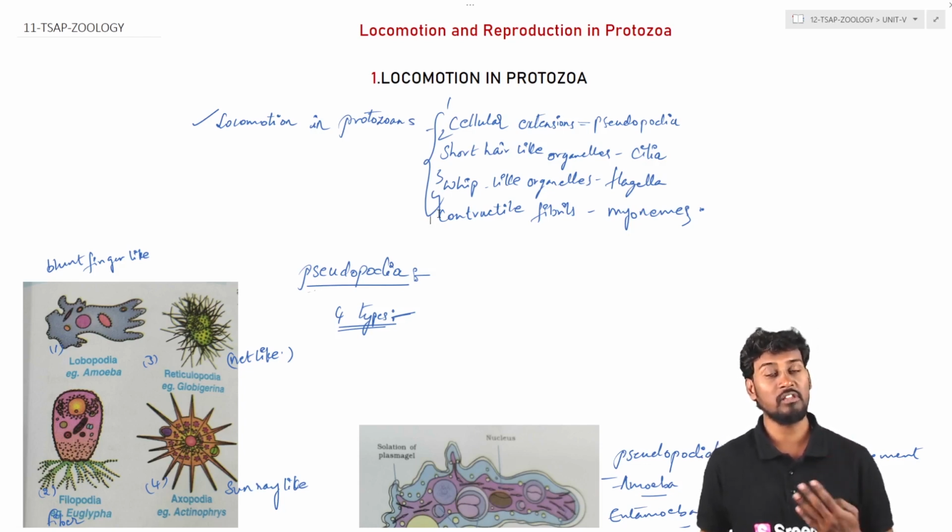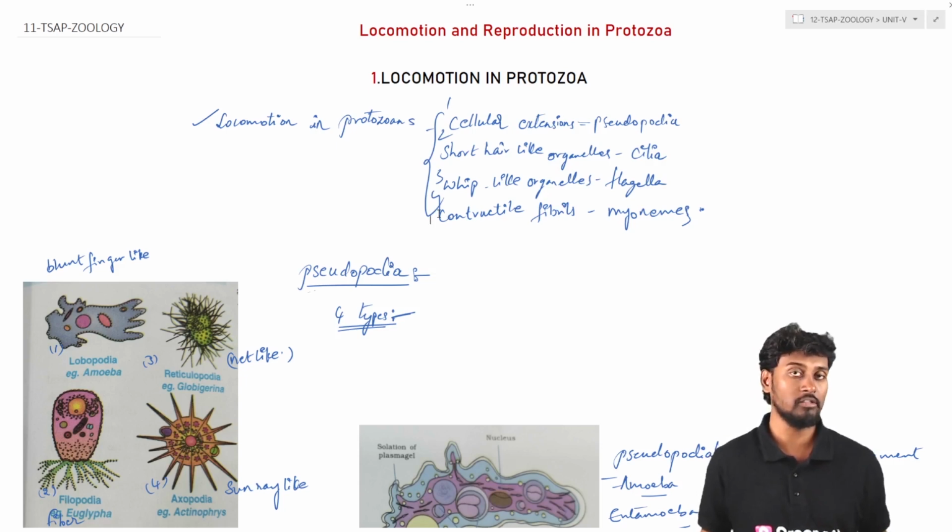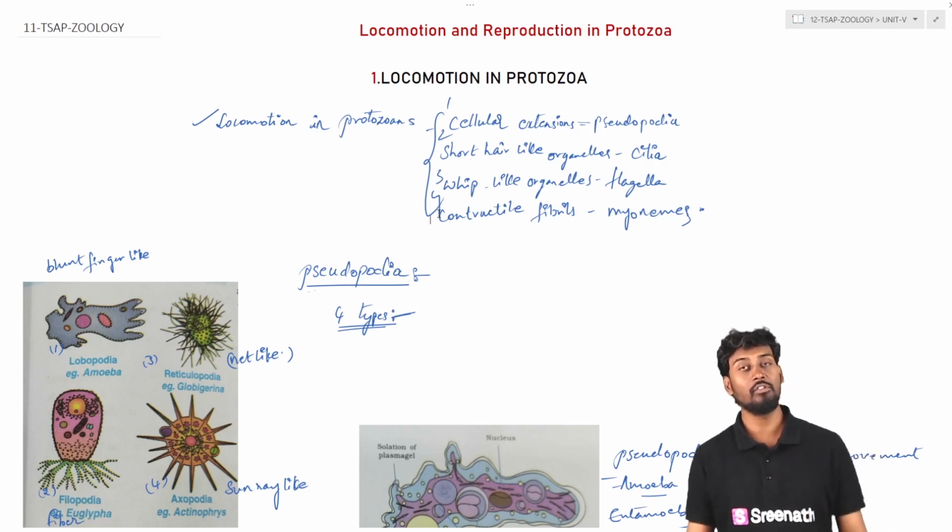So first it's an extension of the cellular portion, the second is hair-like structures, the third is whip-like structures, and also the contractile fibrils are the ones called myonemes. So these are the ones included in the locomotion in the protozoans.